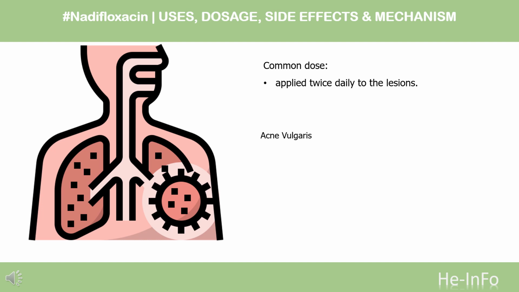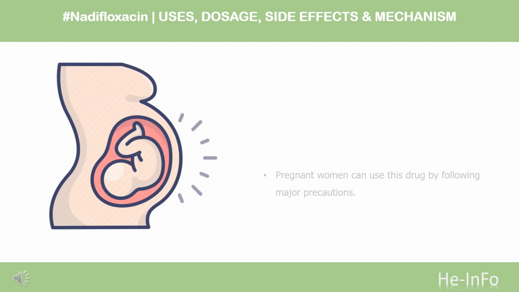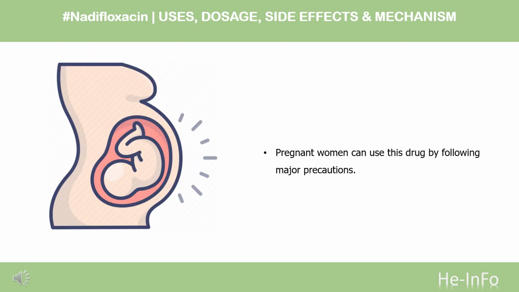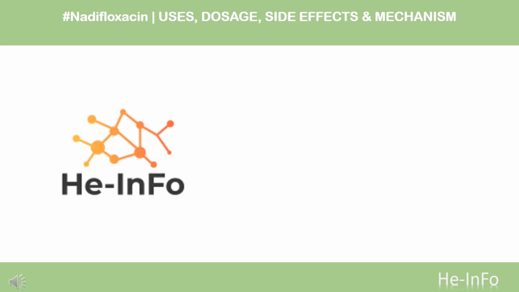Nadibact cream or gel is used to treat acne vulgaris and other skin infections caused by bacteria. It should be applied twice daily to the lesions. It can be used after washing the face if you have acne. Safety advice. Pregnant women can use this drug by following major precautions. Before taking this drug, speak to your doctor about all of the complications and benefits.